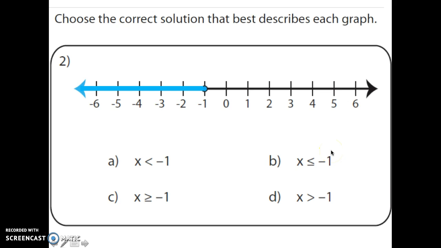In this next one, I flipped it around. Now I've given you the graph. Tell me which inequality it is. Why is it definitely not A or D?